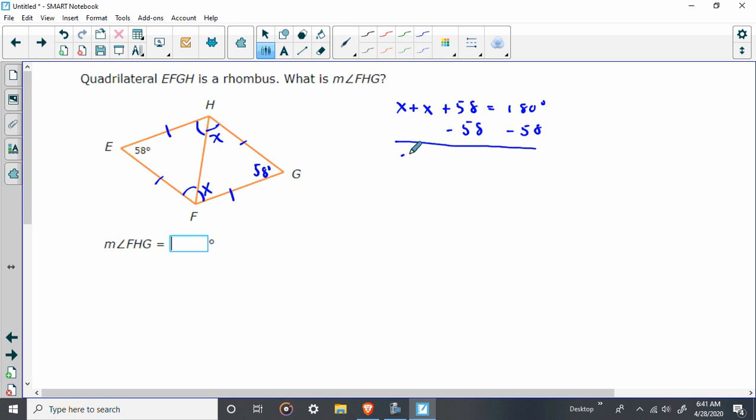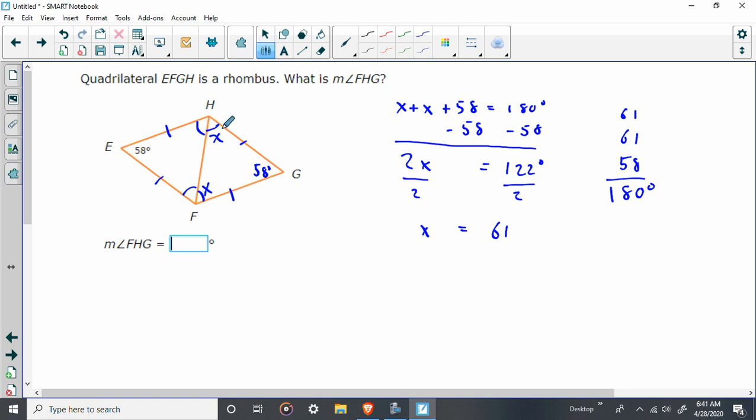So again, let's subtract 58 from both sides. What are we going to find out? 2x is equal to, what is that, 122 degrees. Let's divide by 2. We'll find out that x is equal to 61. Again, let's double check: 61, 61, and 58. Does it make 180? Yes, it does.